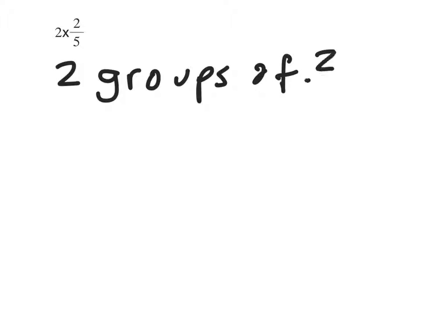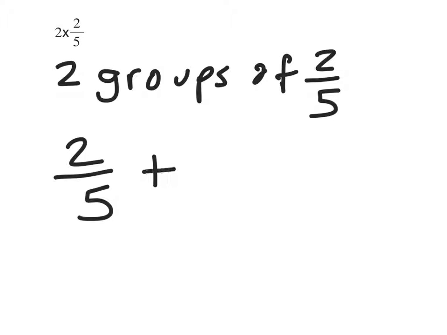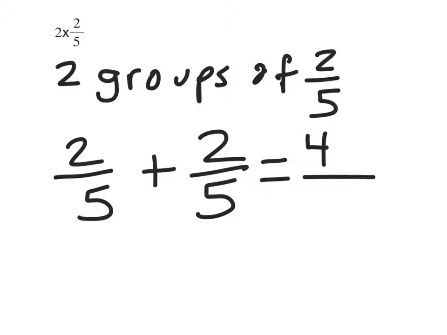Let's check that using numbers only. So 2 times 2/5, or 2 groups of 2/5, would be, here's one group of 2/5, and here's another group of 2/5. I can just add my numerators straight across. 2 plus 2 equals 4, and keep my denominator the same, 4/5. 2 times 2/5 equals 4/5.